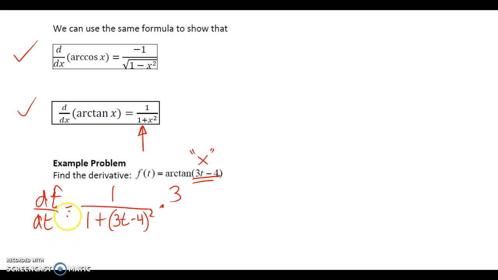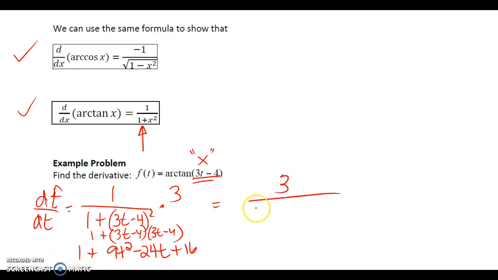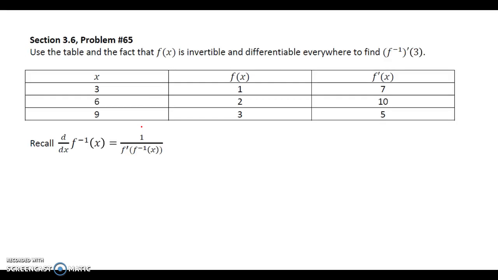Well, let's simplify this denominator. If we FOIL 3t minus 4, 3t minus 4, we get 9t squared minus 12t minus 12t plus 16. So that is 3 over 9t squared minus 24t plus 17. Okay, so keep in mind what the x is when we're doing this. It goes right into there, but don't forget the chain rule.